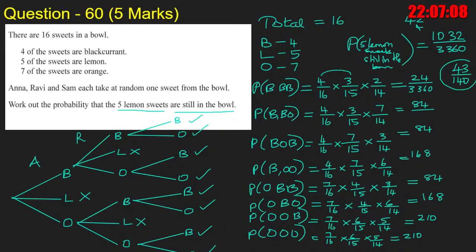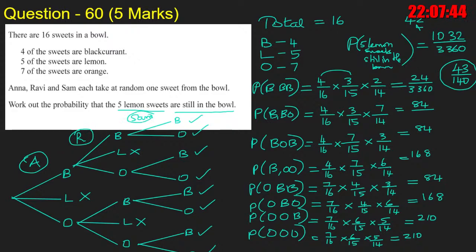So I'm circling this one. Make sure this came in an IGCSE paper. Make sure you understand the logic behind the question. If you want to keep the 5 lemon sweets in the bowl as they are without touching, that means you can't take the lemon at all. So all the branches are going to be with the blackcurrant and the orange. So 3 people taking, so the 3 sets of branches. All these branches are Anna, and the next person is Ravi, and the next person is Sam.